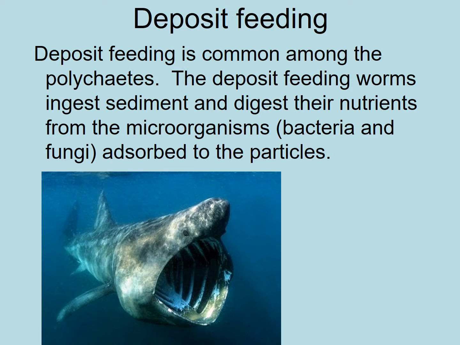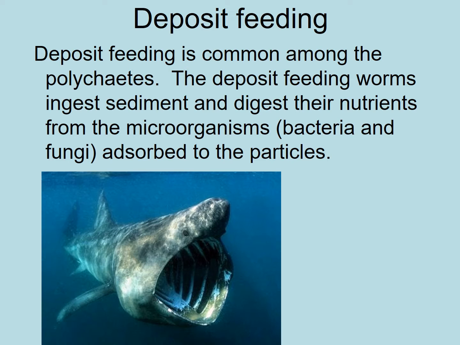Moving on to deposit feeding. Okay, this is a basking shark, obviously not an annelid worm, but this gives you the idea of what deposit feeding can be like, especially non-selective deposit feeding, where they just eat any old dirt. So this thing is going through and just ingesting whatever's in front of it, straining out the particles in the water. So deposit feeding worms are much like this.